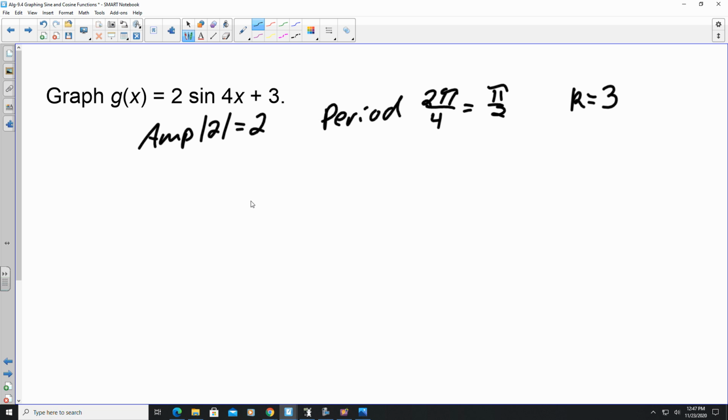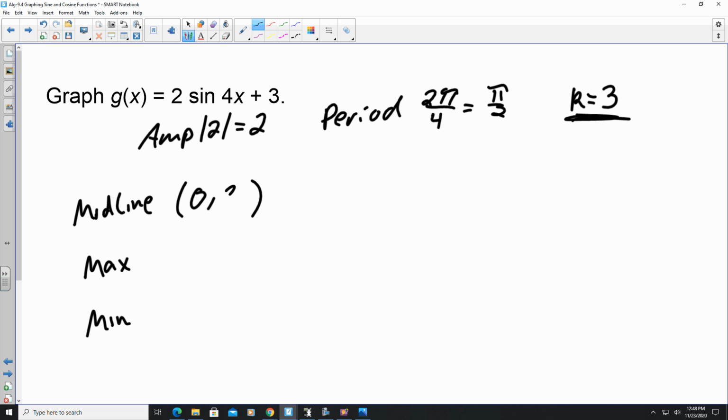Now we're going to look at those 5 main points, but instead of writing x-intercepts, we're going to write them as midline. So we have midline, we still have max values, and we still have minimum values. Before it was 0, 0, but because we have this vertical translation, it's actually now going to be 0, 3. There is going to be a trend here: everything on the midline is going to have a y value of 3.